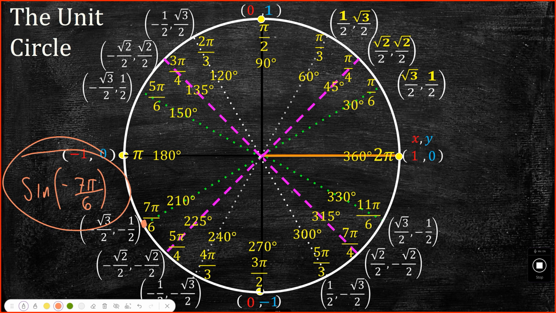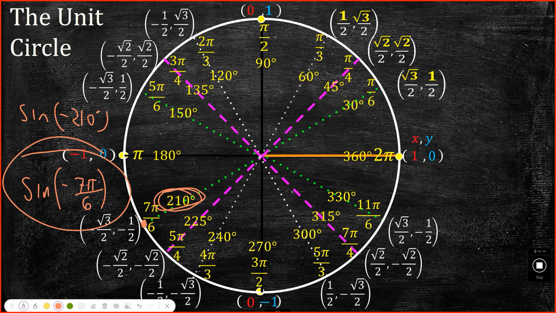What is 7 pi by 6 in degrees? That's the reason why I did this. Okay, it's 210, no? So 7 pi by 6 is 210. So really what you need to do is do sine of what? Negative 210 if you really want to do it this way. What's sine of negative 210?